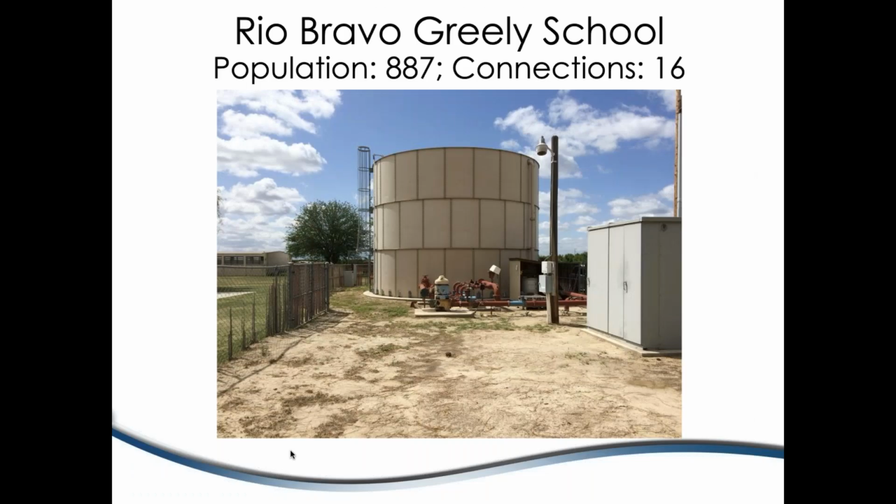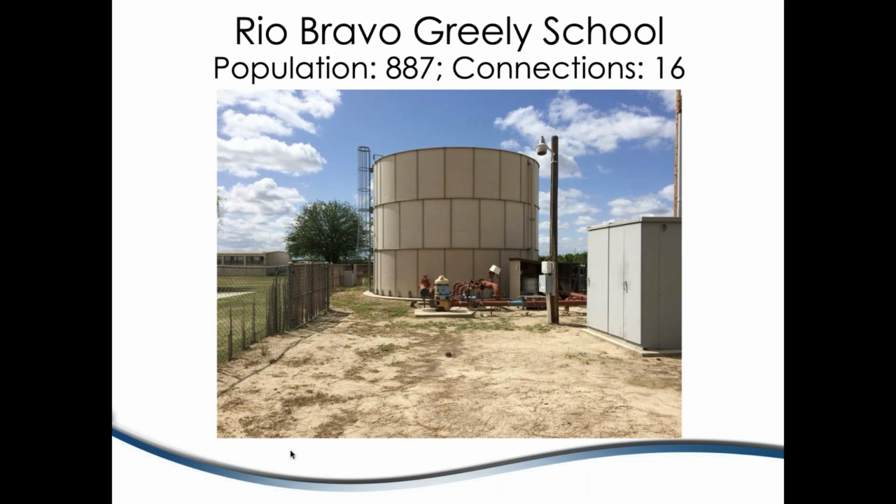Here's some simple pictures. And I always like sharing these for folks that don't have a good sense of what small systems really look like. This happens to be Rio Bravo Greeley School. They serve a population of just shy of 900 individuals, mostly students during the school year, but they also have some permanent residents in a handful of homes that are part of it as well. So there's 16 service connections.